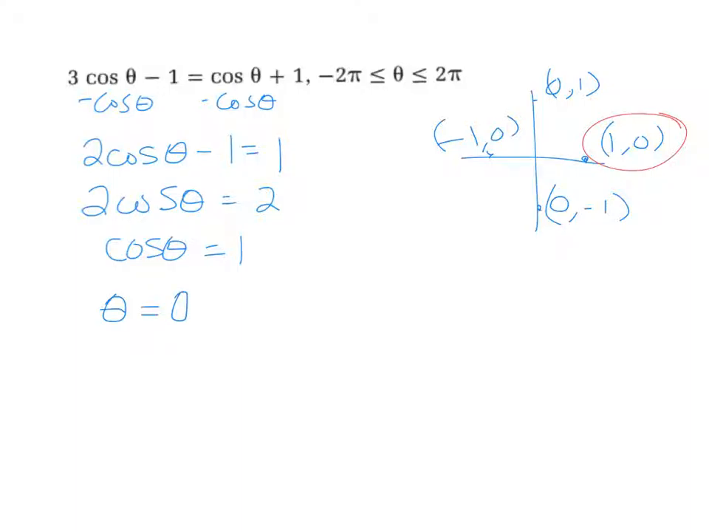I think we need to look at the domain here. Negative 2 pi and 0, right? Let me put those in order. Negative 2 pi, 0, and 2 pi, because we're looking between negative 2 pi and 2 pi.